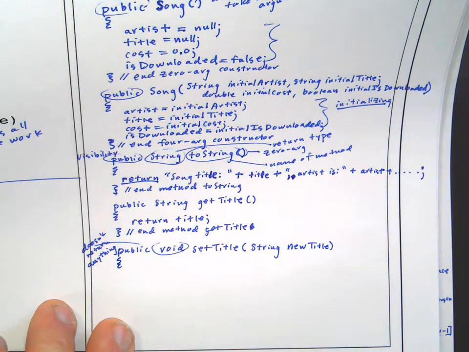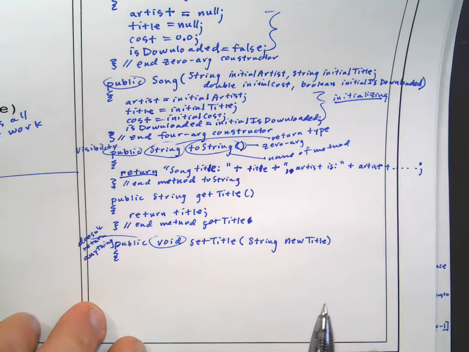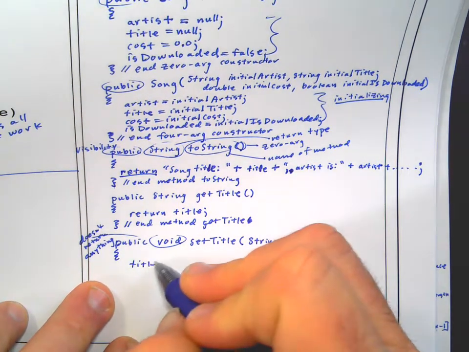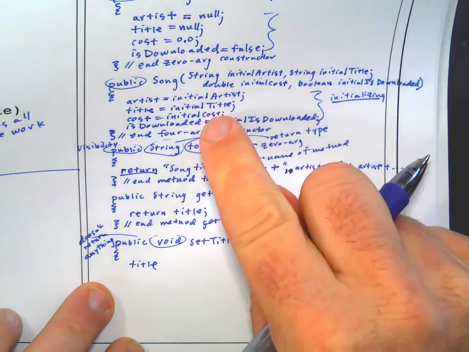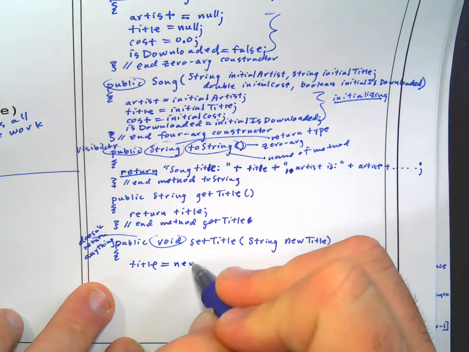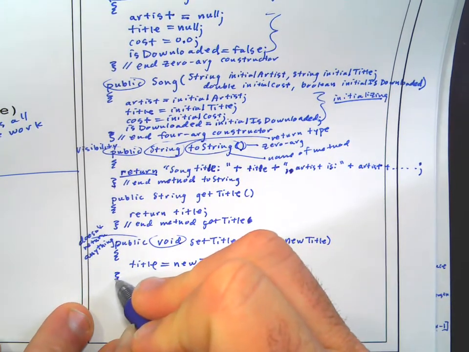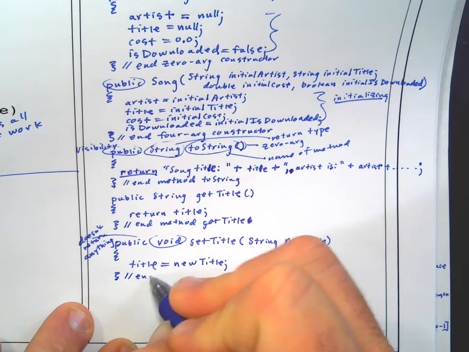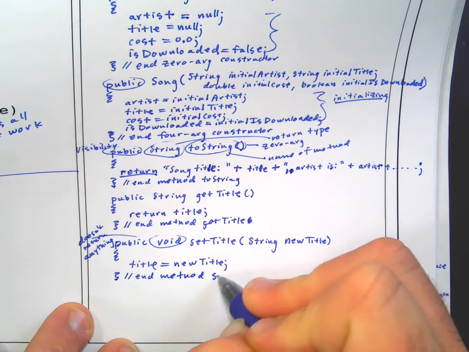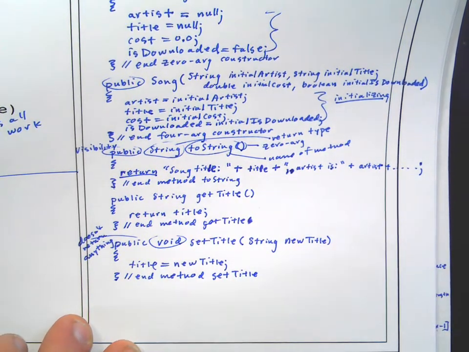And if you write these well, then it's easier for you to follow your own work and someone else looking at it. So then what we're going to do is take the title. Up here we set the title equal to the initial title, but now we're setting the title equal to this new title. So that will replace the previous value. Okay, and then of course we're going to do comment and method set title. And you probably have setters for all your private variables.